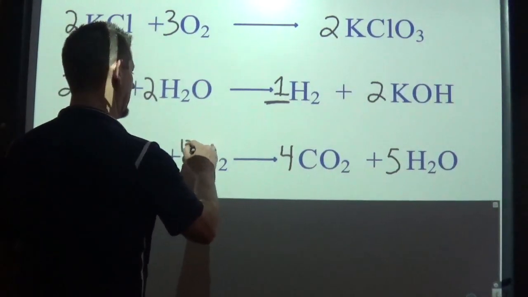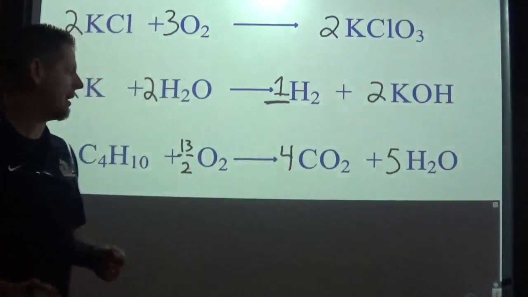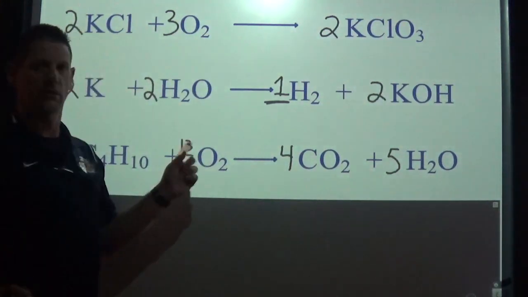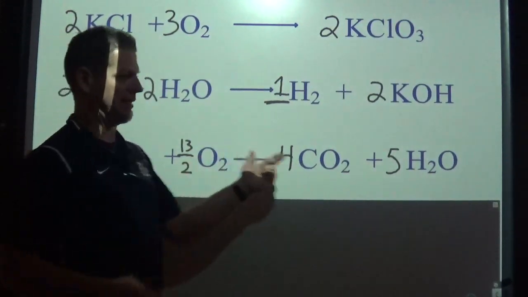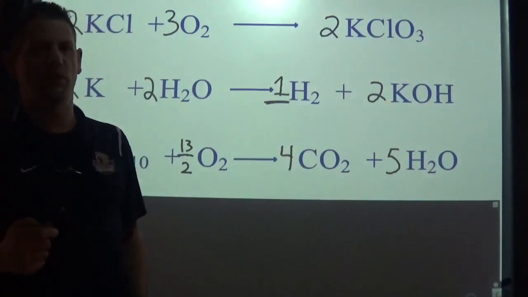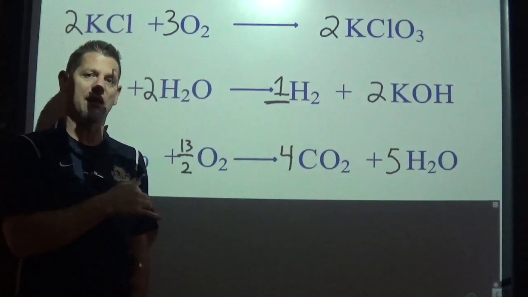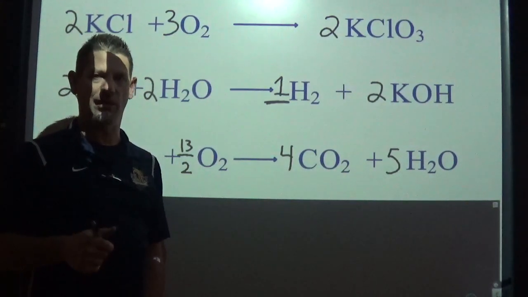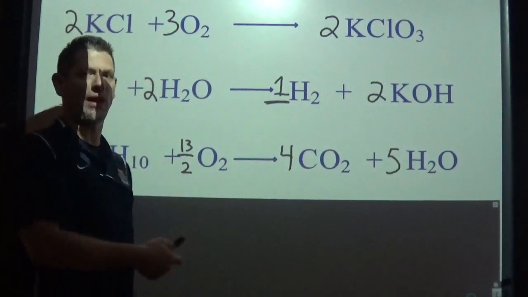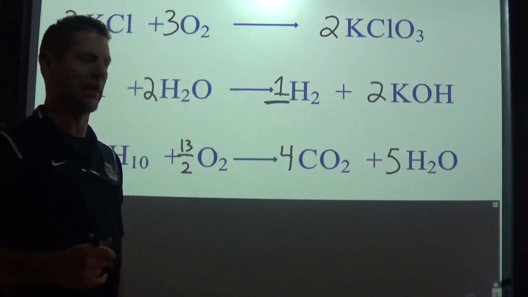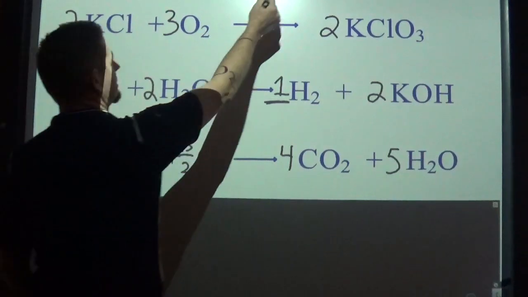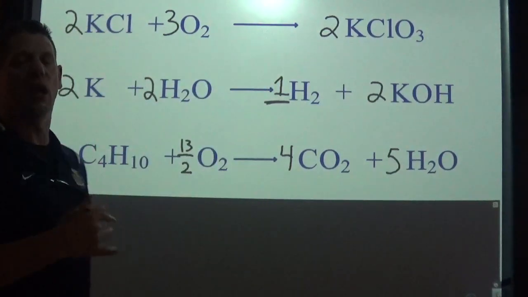There's actually something we can do, right? 13 halves times 2 would be 13, and that gives us our 13. Well, remember I said a few minutes ago, you can do that to balance it, but it's not properly balanced. Now I need to get rid of this fraction by multiplying everything in order to make it balanced. To get rid of this, essentially all we do is double everything.